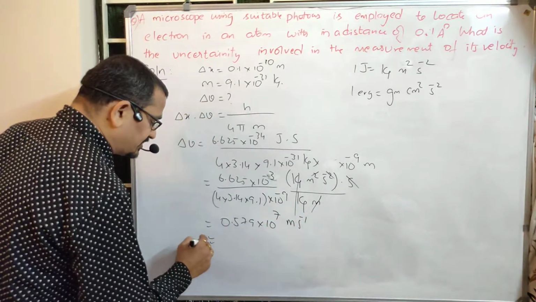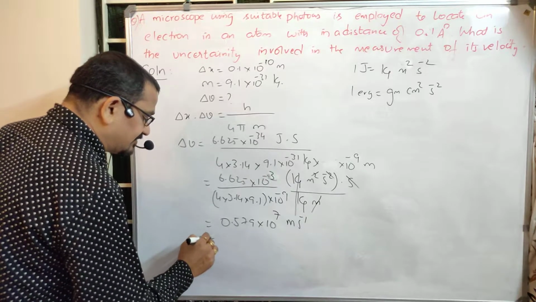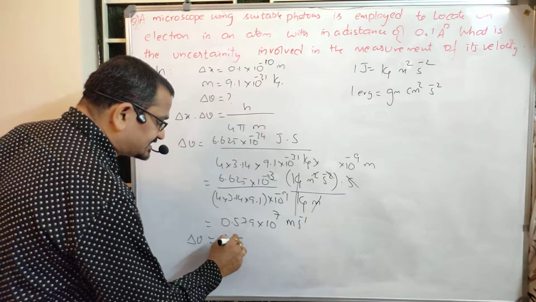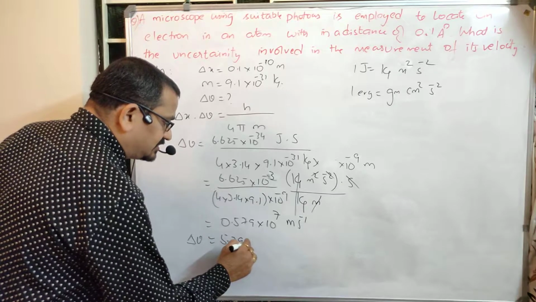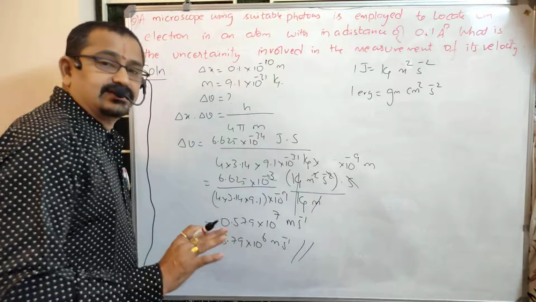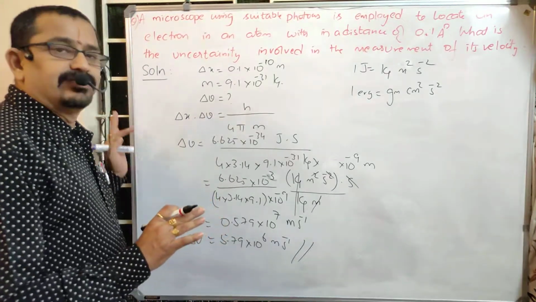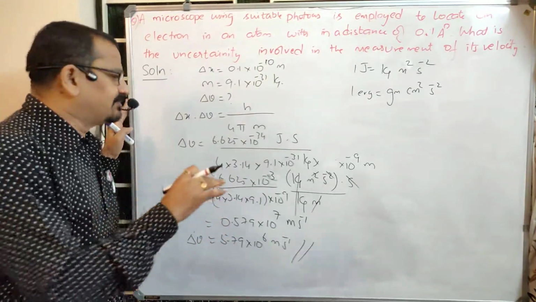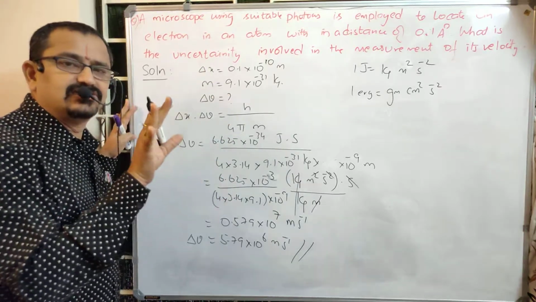On further simplification, uncertainty in velocity can be expressed as 5.79 into 10 power 6 meters per second. So this is one numerical from Heisenberg's uncertainty principle. It's a mere substitution of the given values, that's it.